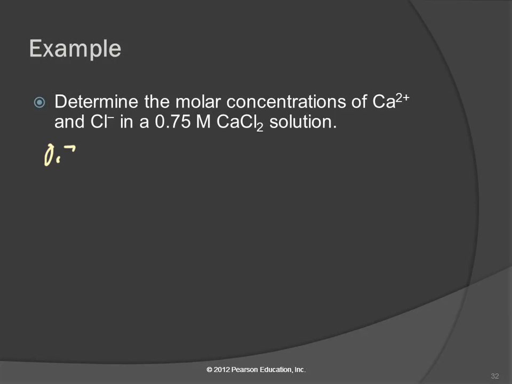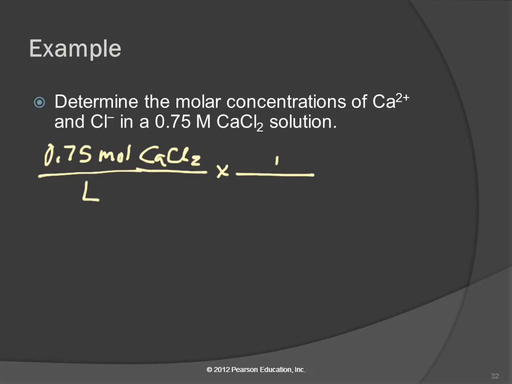So 0.75, capital M, means moles per liter. Moles of what? CaCl2, the solute. Well, if we want to know how many moles of calcium ions per liter, we could apply a conversion factor and convert to moles of calcium ions and divide by moles of calcium chloride. How many moles of calcium ions are in 1 mole of calcium chloride? 1. It's just the formula. There's 1 calcium and 2 chlorides in each of these. So this is going to be 1 to 1. And the molarity, the concentration of the calcium ions, is the same as the calcium chloride.